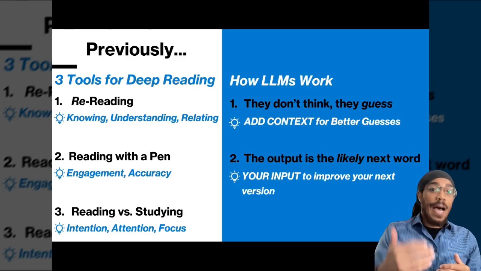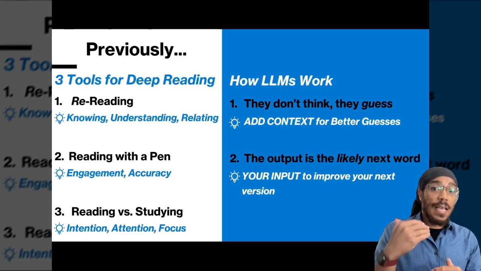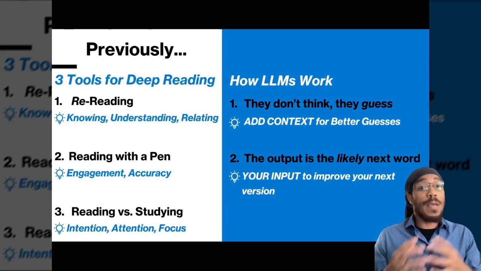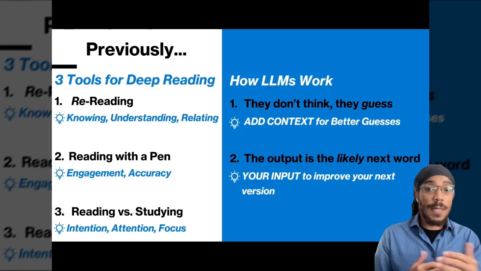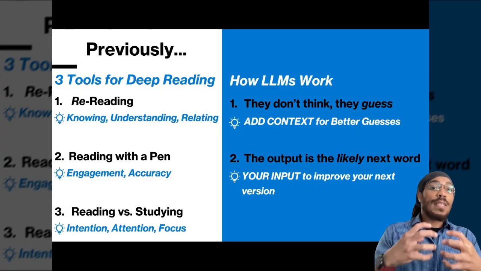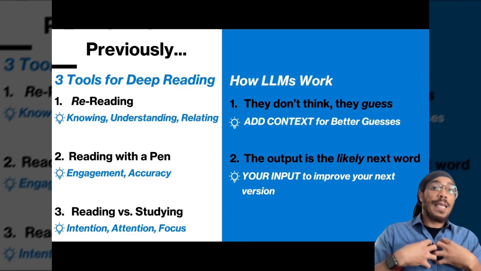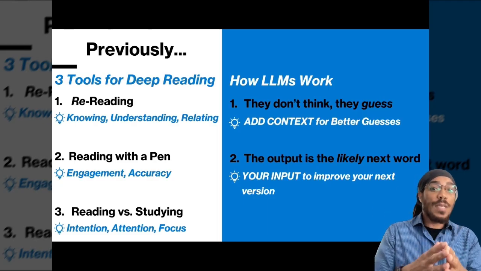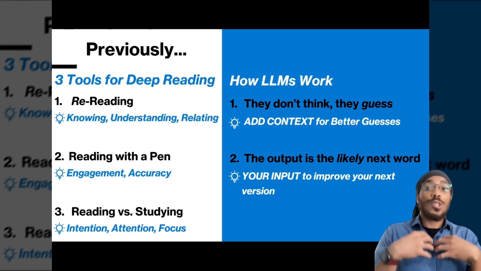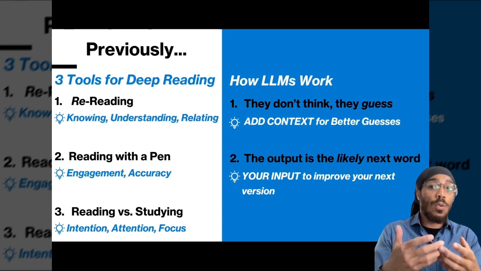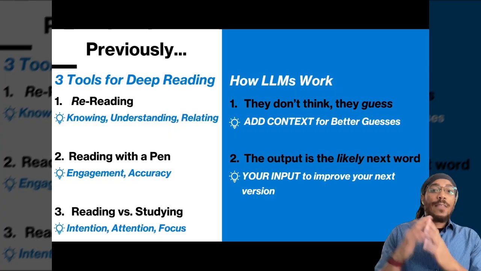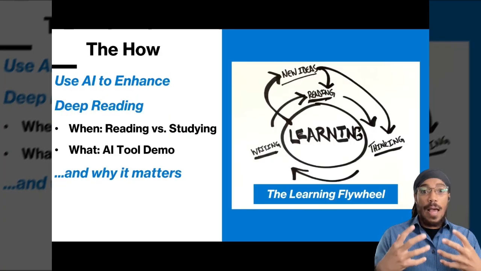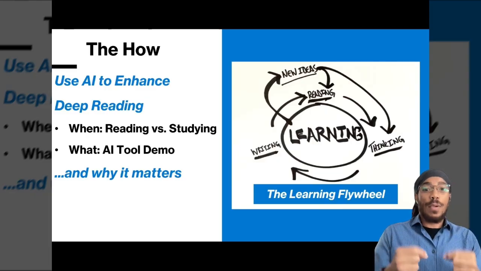We add context to help the LLM better understand what we're looking for and make better guesses, make better choices based on the probability, as well as using that LLM's output for our next input, not copying and pasting and taking exactly what the LLM says, but using it to guide our next input to improve the next version of our work. We're going to combine those two things today and talk about how we use AI to enhance our deep reading.